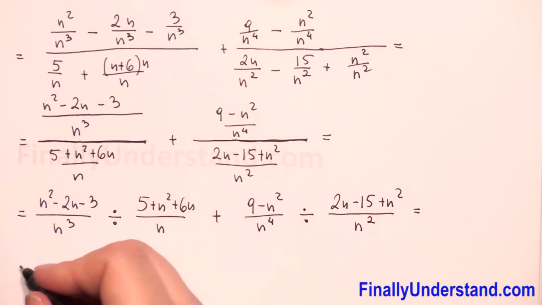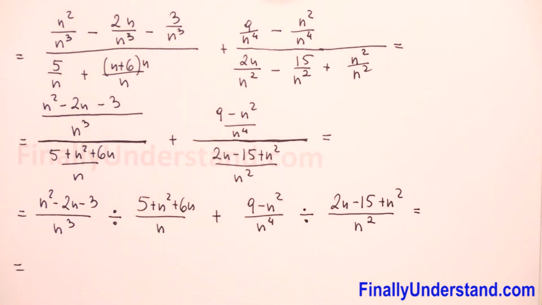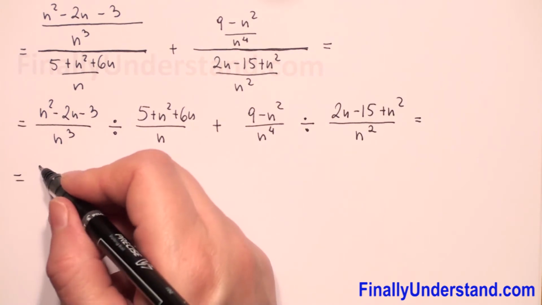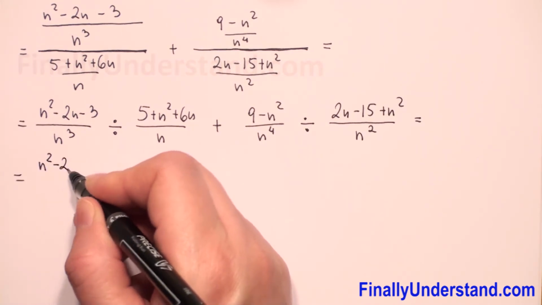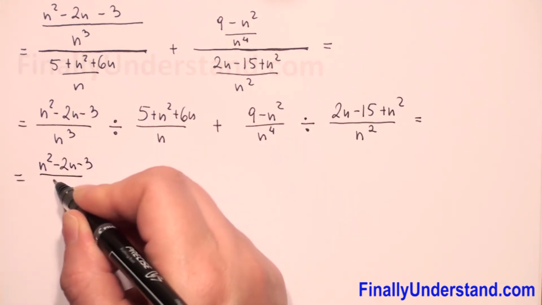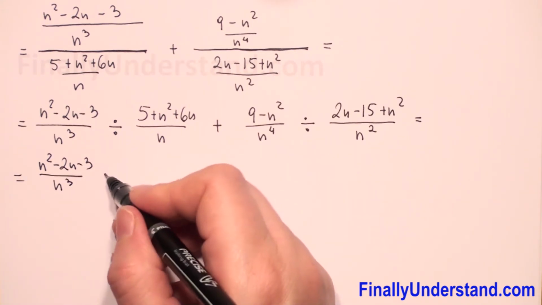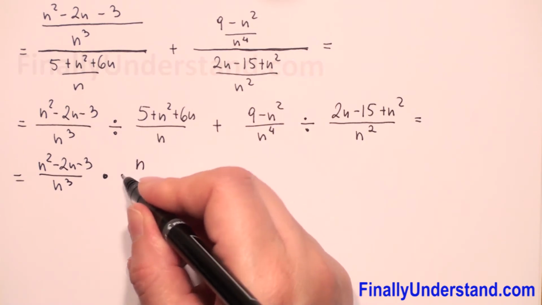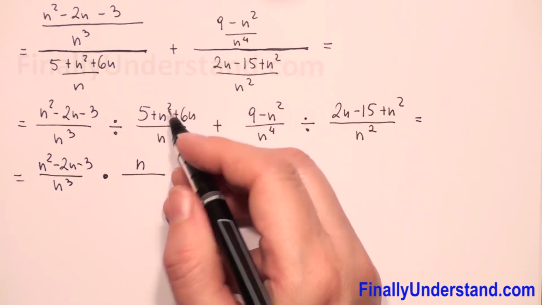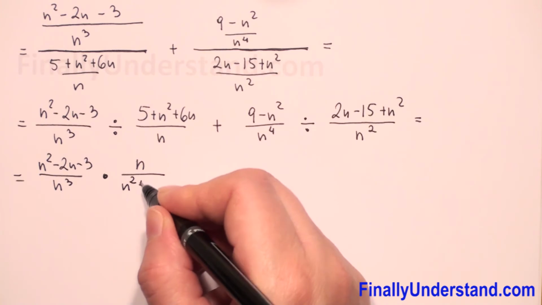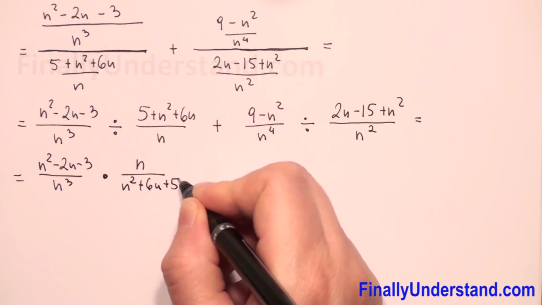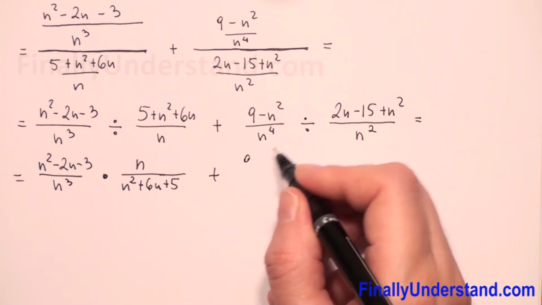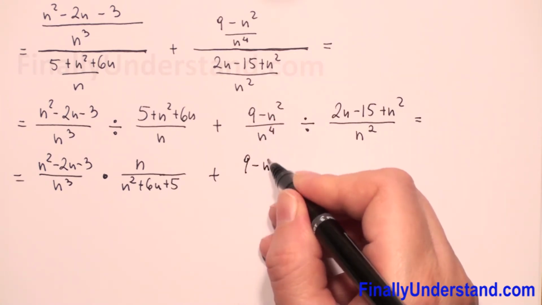So this is equal. Now when we have division of algebraic fractions, we have to copy the first fraction. We have n squared minus 2n minus 3 over n cubed. Division sign changes to multiplication, and we have to flip the second fraction, so it will be n over, and I will start from the highest power, so we have n squared plus 6n plus 5. And we have plus, the first fraction we have to copy.